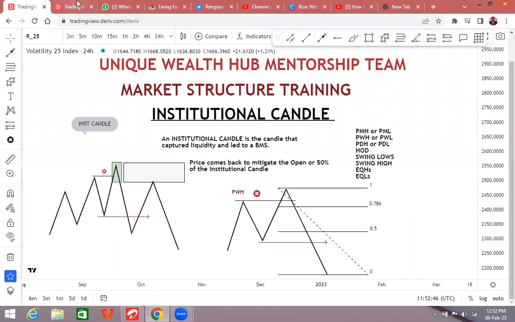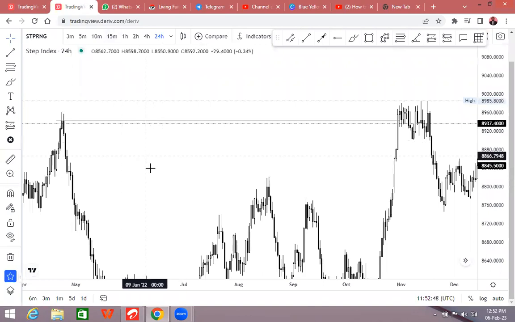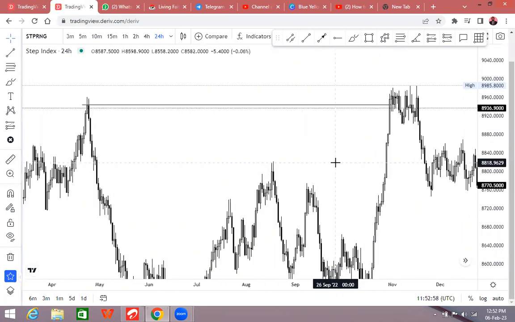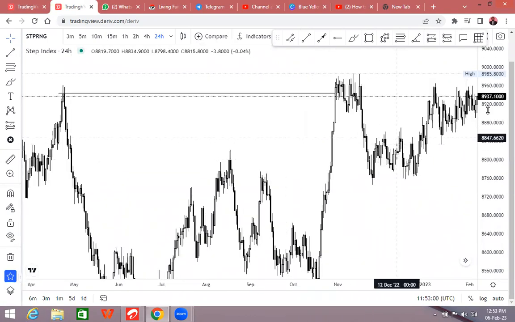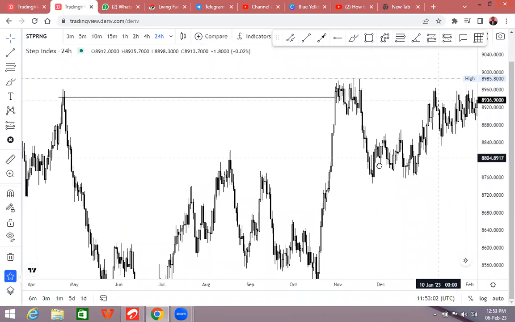But come to the daily. If you come to the daily, it has already broken structure from here on the daily. So we are looking for buys. We're looking for sell. But now, if you go to weekly, because you have to make recourse. Yes, you have to make recourse to the higher time frame.